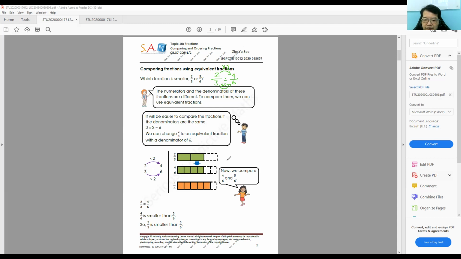Now you can compare 4/6, which is 2/3, and 5/6, to see which is greater or which is smaller. So 4/6 is smaller than 5/6. So we conclude that 2/3 is smaller than 5/6. All right. Let us move on to the next example.